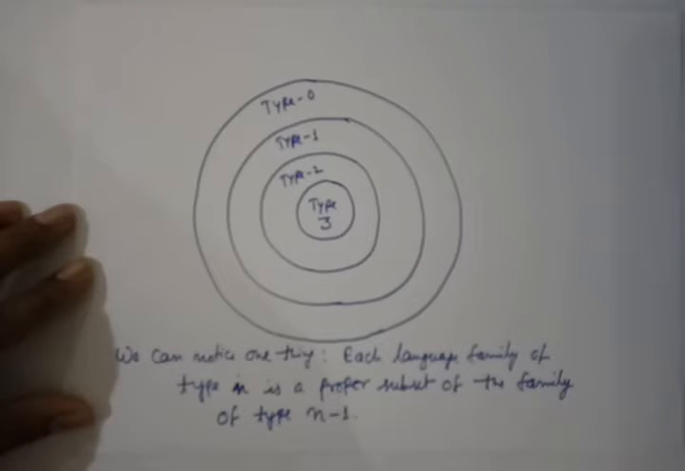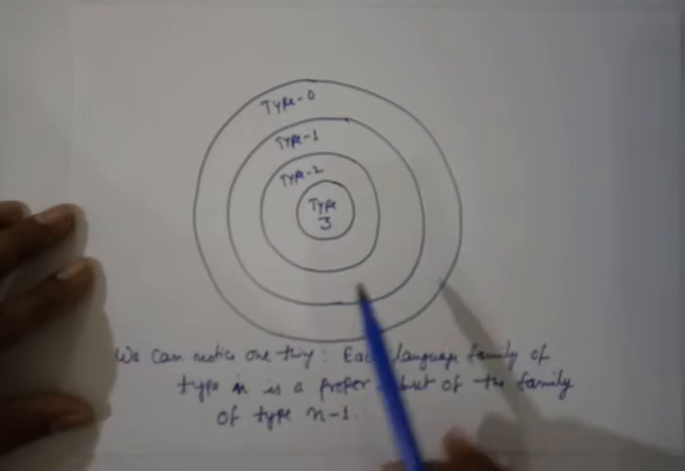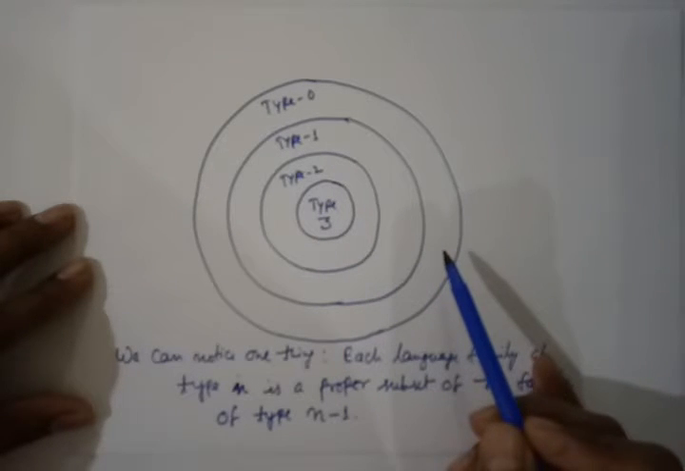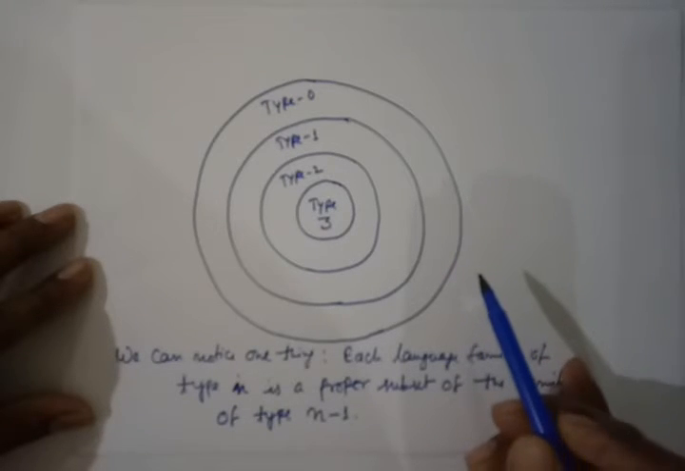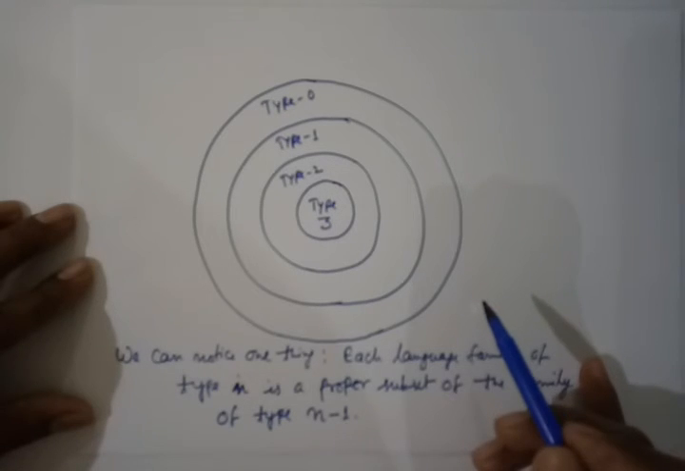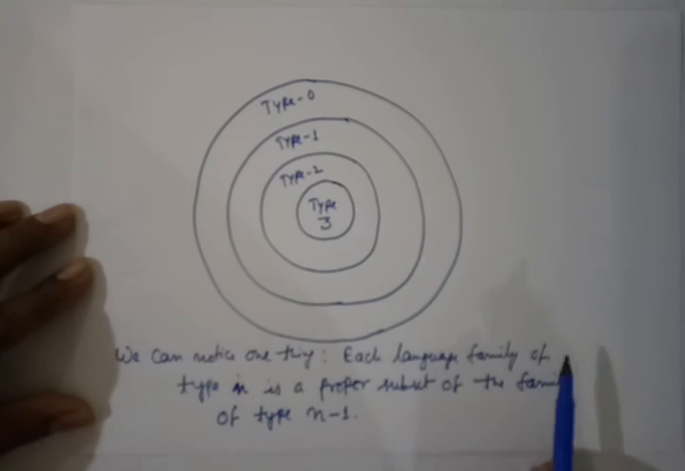There is another classification of Chomsky, called extended Chomsky classification. But we will see extended Chomsky classification later, when we talk about recursively enumerable languages and recursive languages. For the time being, this is our Chomsky classification. Okay, thank you.